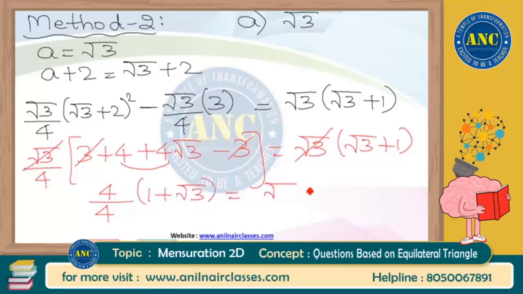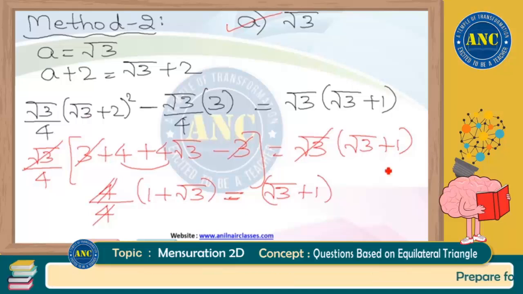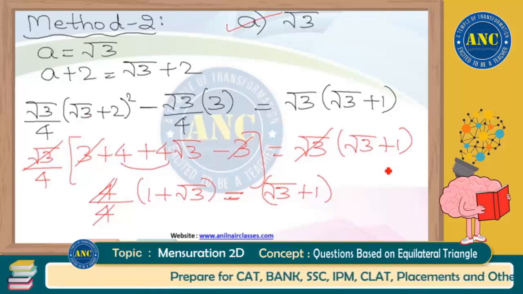Right hand side is root 3 plus 1. So both are absolutely same. Because they are equal, my first option is the right answer. I hope the idea is clear. Probably I might not convince you that much with this kind of questions in the answer options way of solving.